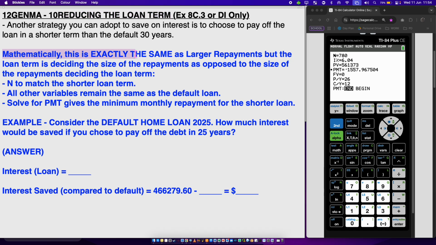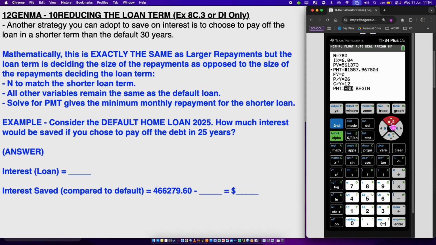Mathematically, this works exactly the same as larger repayments. But instead of your payments deciding how long the loan term goes for, your loan term decides how big the payments are. So N is going to match the shorter loan term. All other variables remain the same. Solve for PMT.